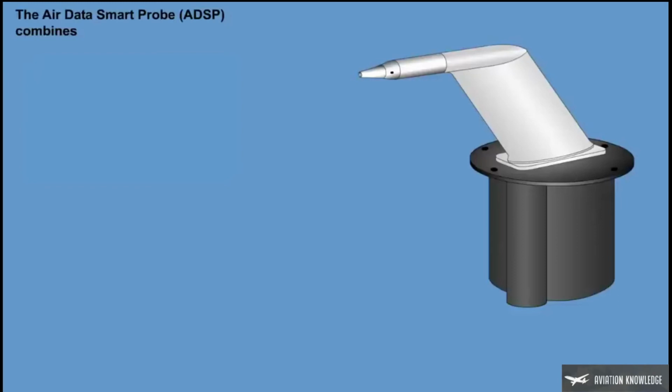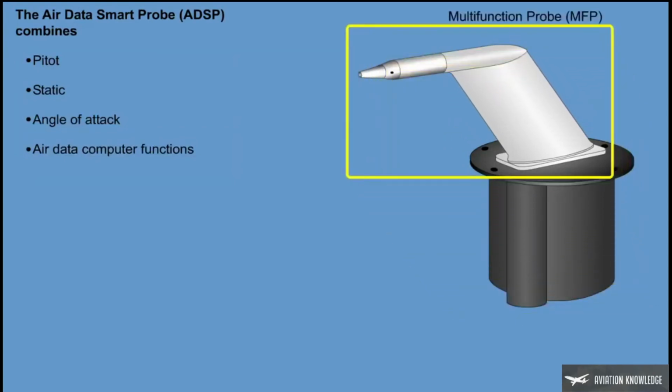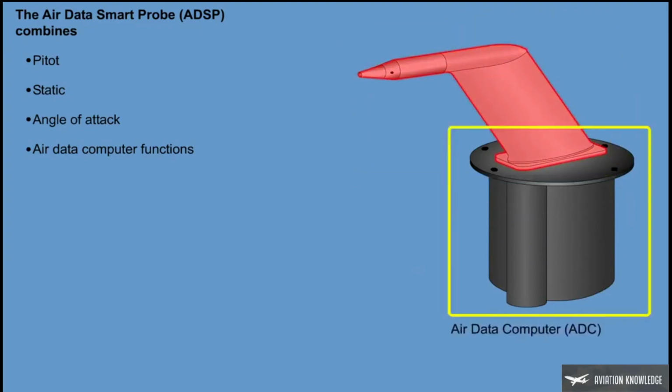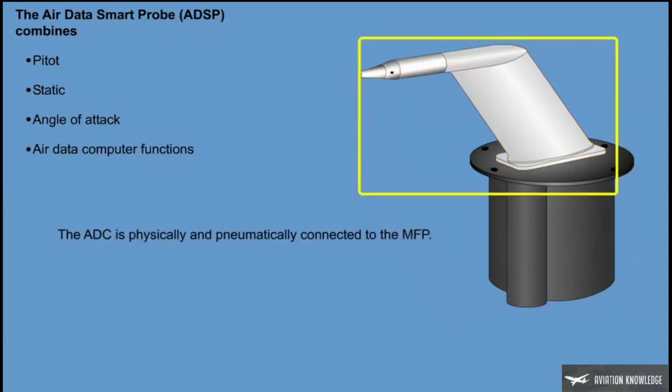The Air Data Smart Probe, ADSP, combines pitot, static, angle of attack, and some air data computer functions into a dual-channel unit. It consists of an air data computer attached to a multifunction probe. The MFP utilizes a single heater element to ensure that the probe strut and head remain free of ice. The ADC monitors the probe current to detect any heater failures and actively controls the heater temperature. The ADC is physically and pneumatically connected to the MFP.